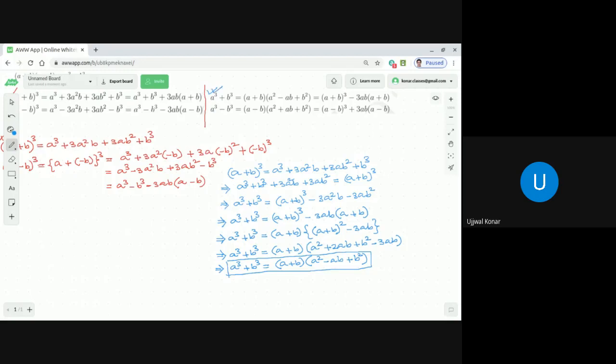By applying the same steps, you can establish the formula for a cube minus b cube. So what you do is, if you see, there are two versions. One version is (a + b) into (a square minus ab plus b square), that we have achieved here, and another version is (a + b) whole cube minus 3ab into (a + b), and that we have achieved in the intermediate step.